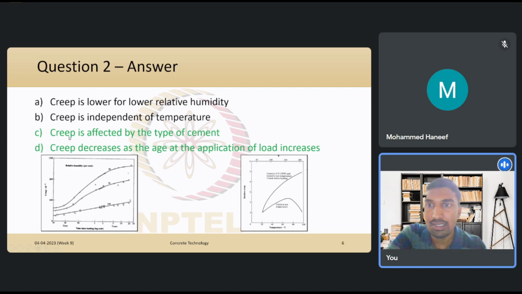And option C says creep is affected by the type of cement. It is true because the type of cement affects the strength, right? And the strength will affect the creep, or the deformation that we see in the concrete, right? Therefore, strength has a role to play, and the type of cement is a factor that affects creep. So C is correct.